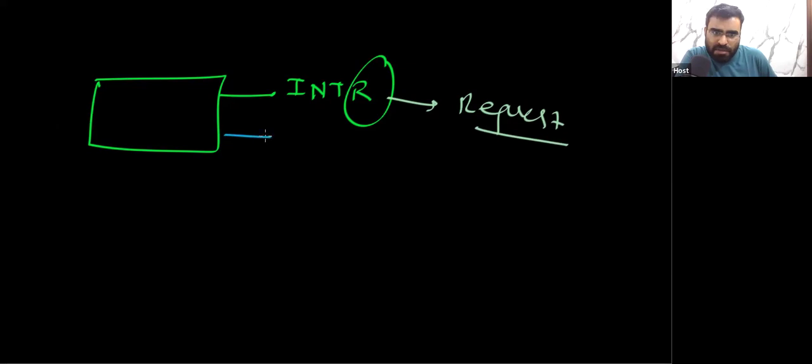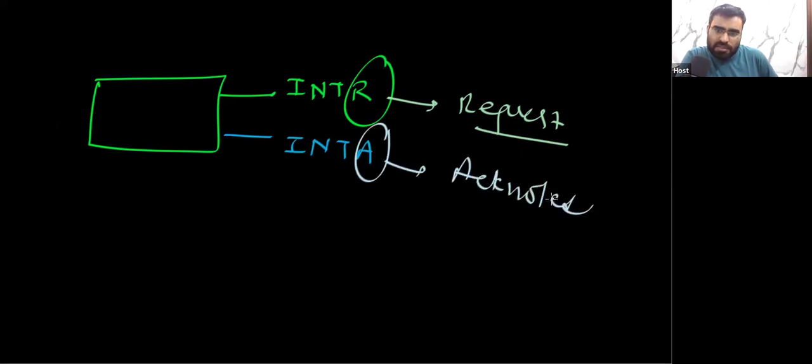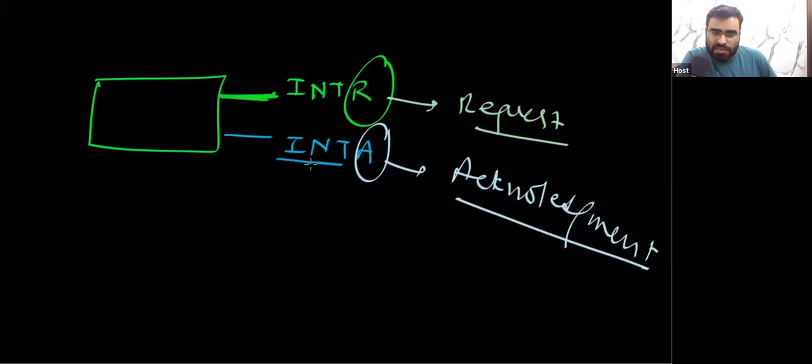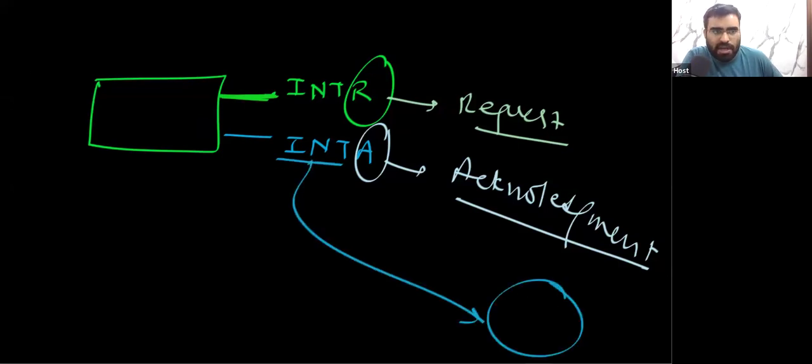And the CPU has a pin by which the CPU will give the acknowledgement. This A simply means acknowledgement. So very simple: the CPU has two pins. There is INTR, the pin where the interrupt request will come from the IO device. And there is another pin, which is the interrupt acknowledgement pin, by which the CPU will give the acknowledgement to the IO device.